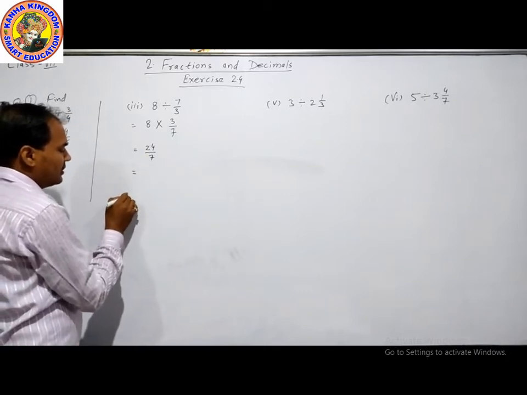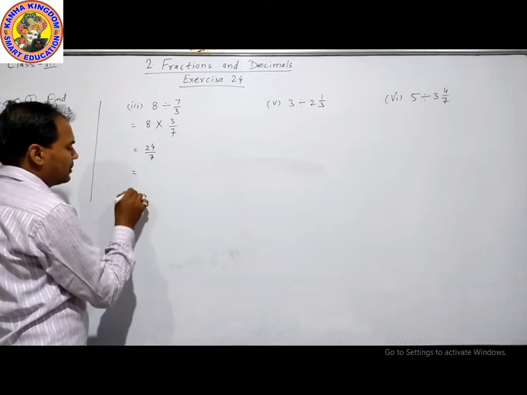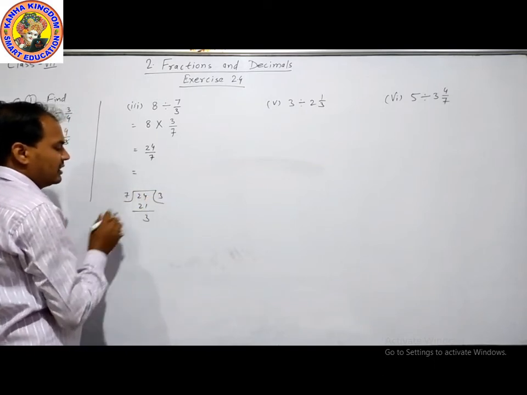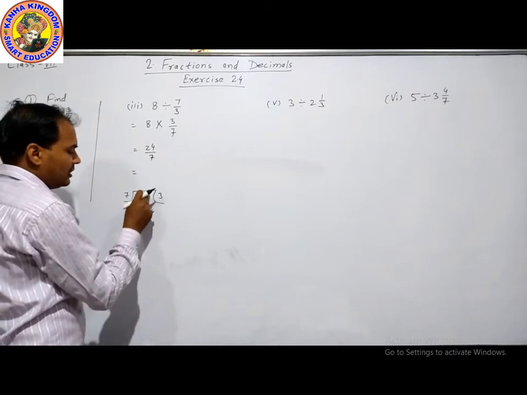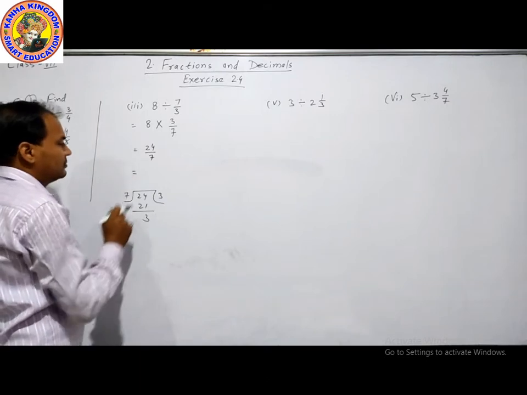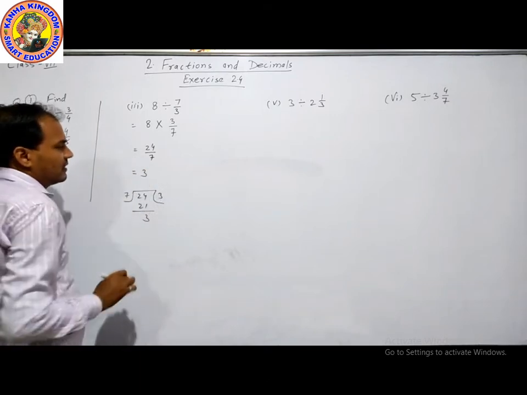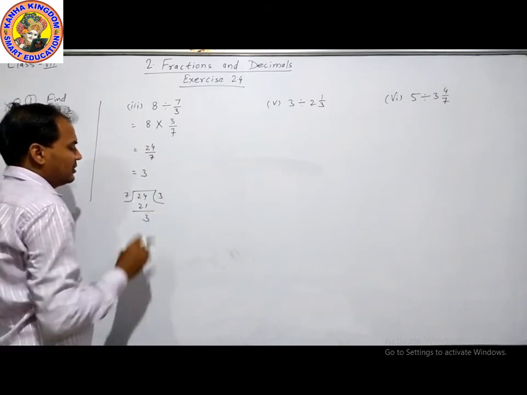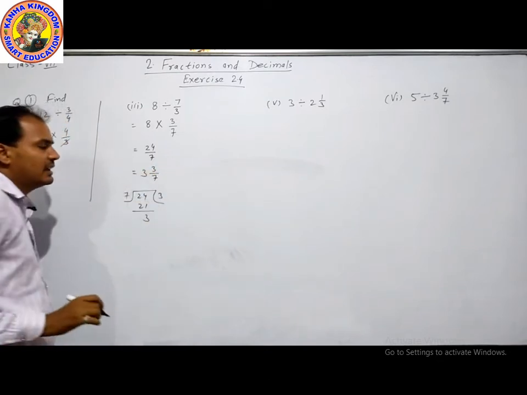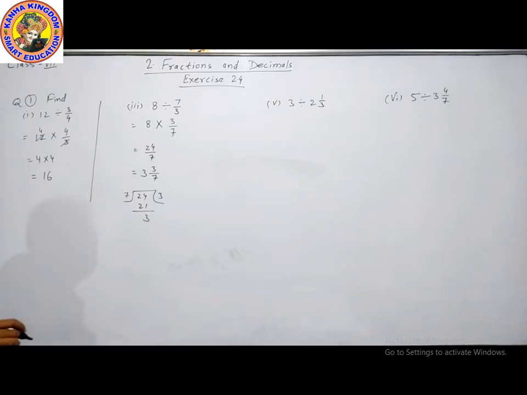When we divide 24 by 7, 3 times 7 is 21, remainder is 3. After the 3 there is no digit, so we stop dividing. 7 can divide 24 3 times, remainder is 3. We will divide by 7. This is our answer.